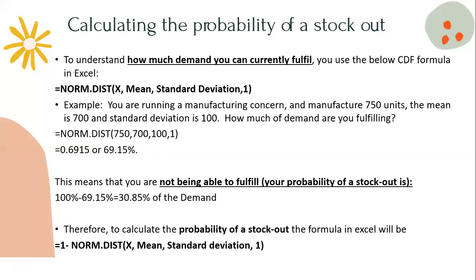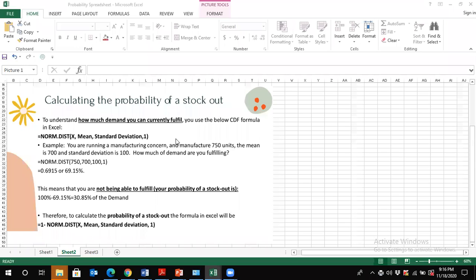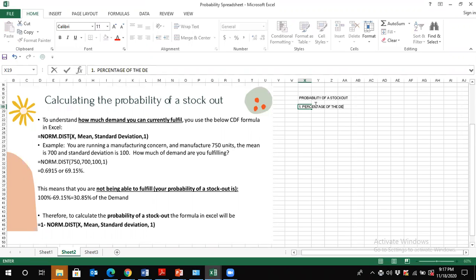Now, this is perhaps just slightly new for you if you've never used these formulas in Excel. So I'm going to show you how you can put these formulas in Excel, just to get you a little bit more comfortable. Okay, so again, two things in order to calculate the probability of a stock out. First thing you need to calculate is the percentage of the demand you are fulfilling.